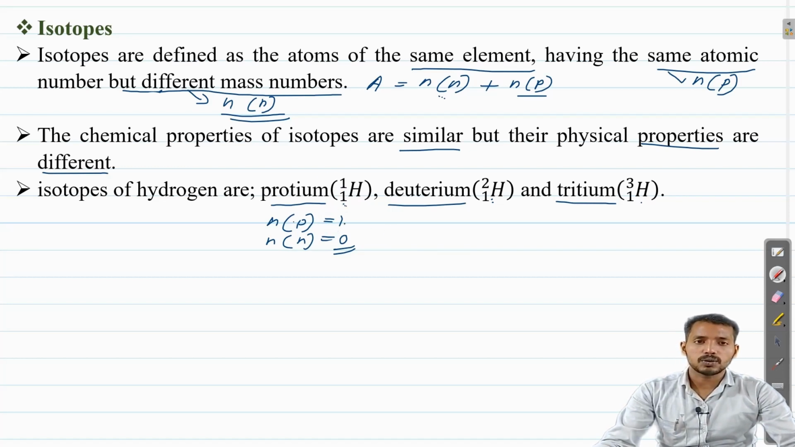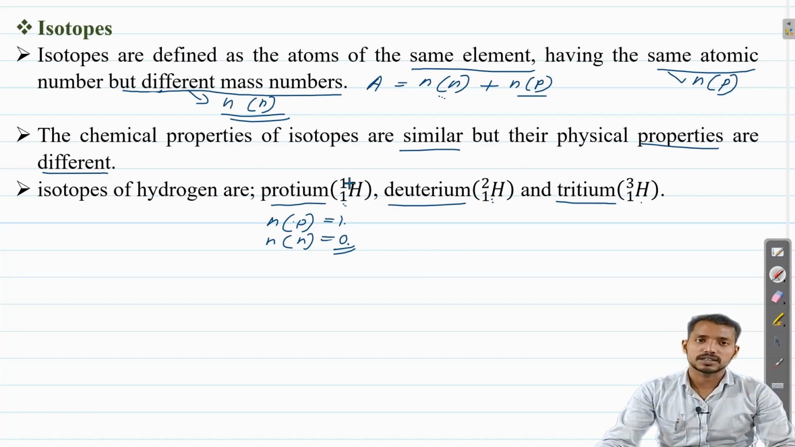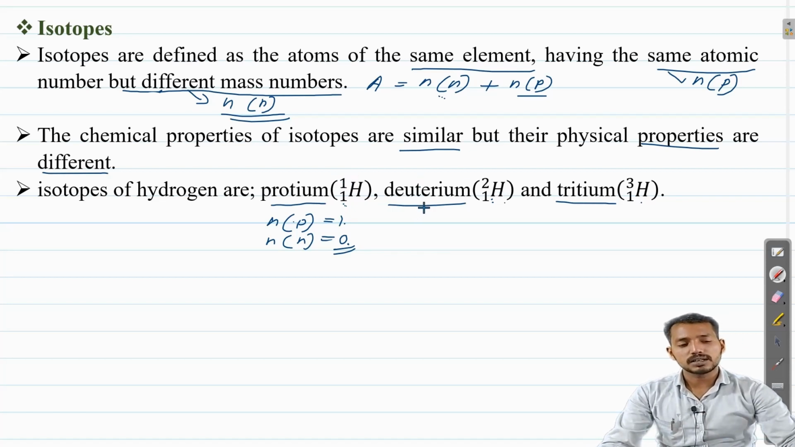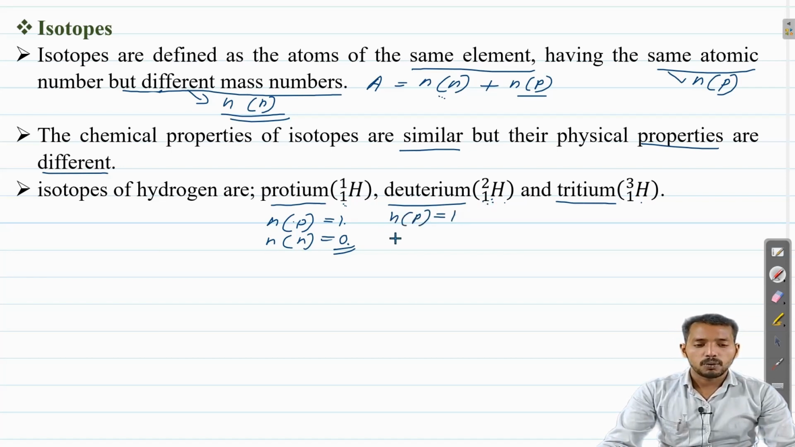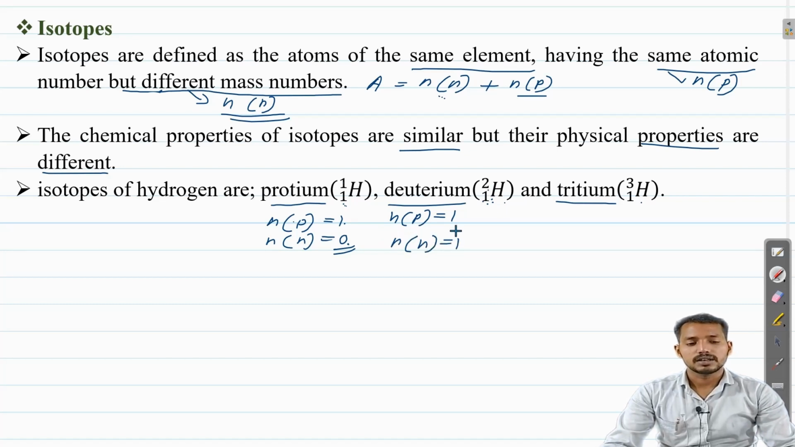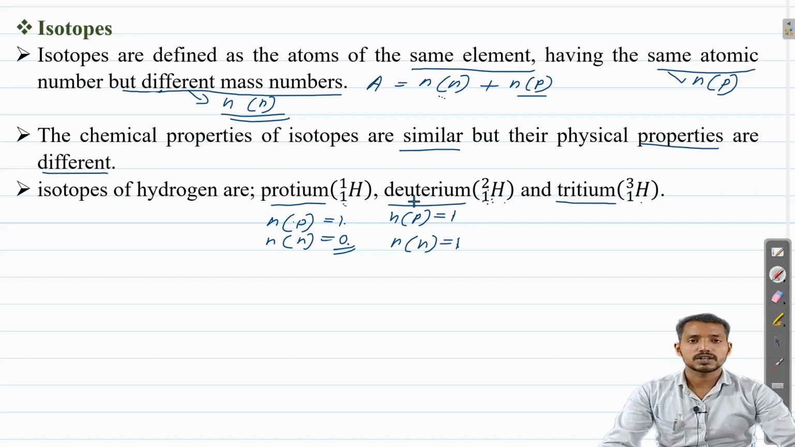So number of protons is equal to 1, and because of that its atomic number is 1. Again, number of neutrons is 0, meaning there is no neutron in the nucleus of the hydrogen atom. Then 1 plus 0 equals 1, and that will be the mass number. Now, when we come to deuterium, here number of protons is 1, so its atomic number is 1, while number of neutrons is equal to 1. That means 1 plus 1 is equal to 2, which gives the mass number. That means one extra neutron is present in the nucleus of the hydrogen isotope named deuterium.